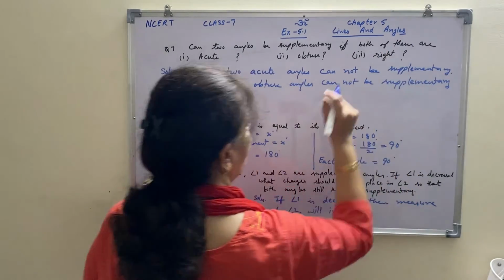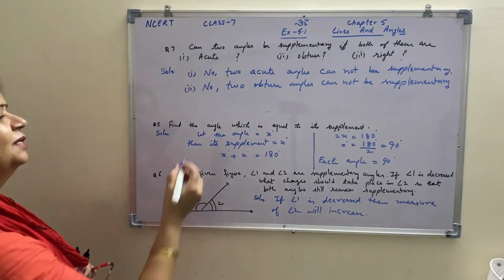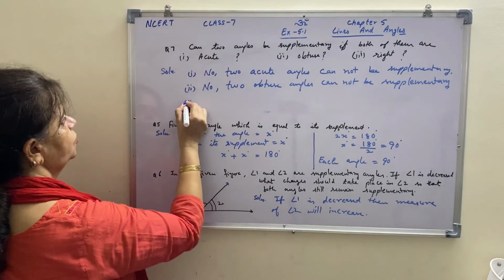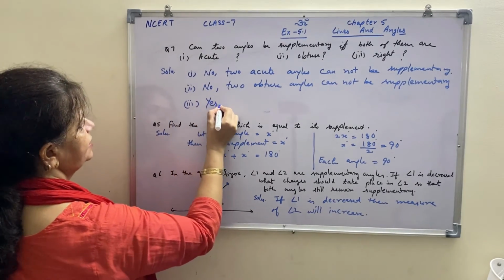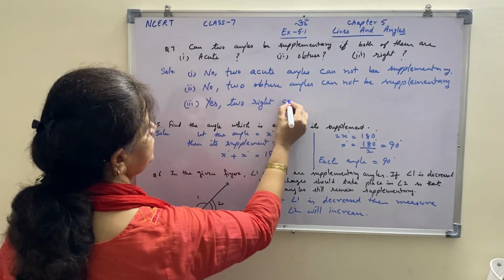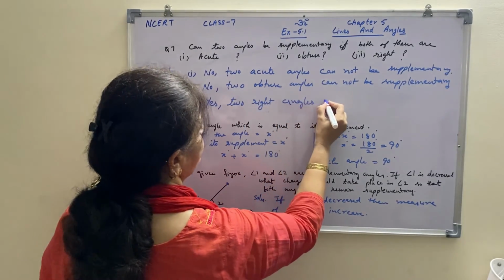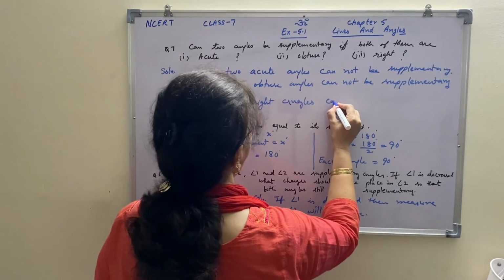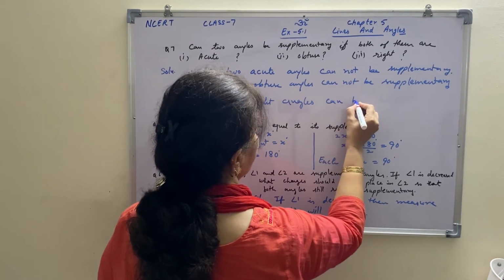Third part is, can both be right angles? Then we can say yes, both can be right angles. Yes, two right angles can be supplementary.